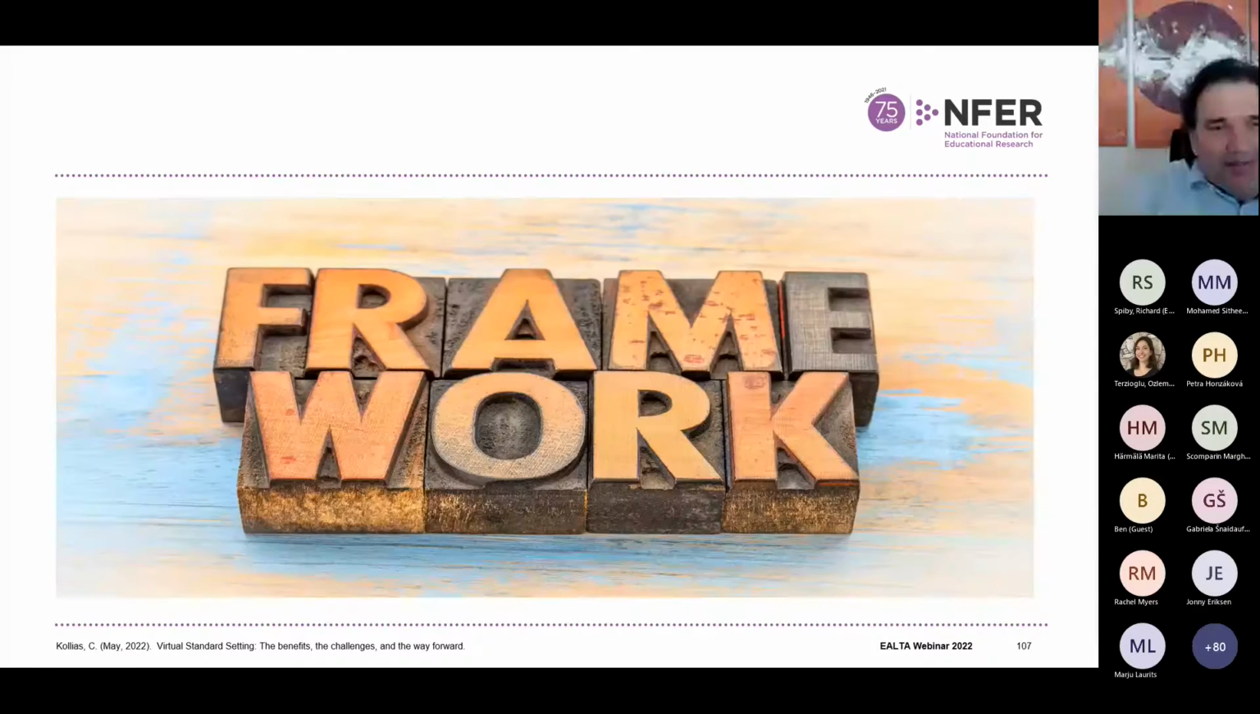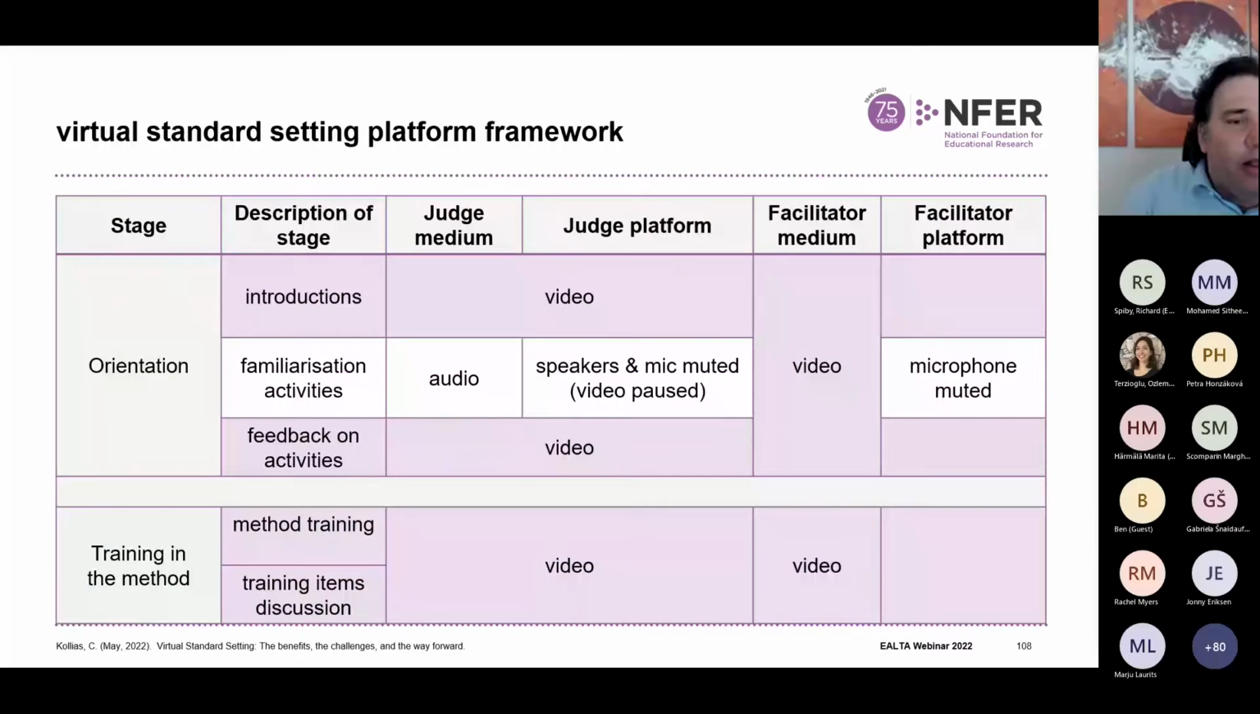Okay, there it is. Okay, so if we take everything into account, what I would recommend is introductions. You're meeting people for the first time, switch on the video. Okay, they're doing activities, they don't need to have their video on. Okay, but you do. You as a facilitator should always be there, but microphone's muted. Feedback, everybody back on video. Training in the method, keep the video on. You want to see their faces. You want to see whether or not they're understanding the training.